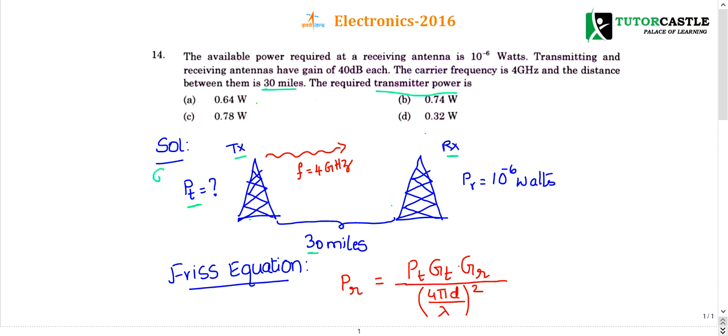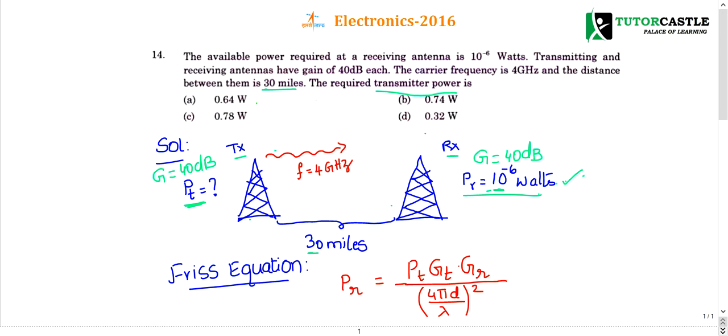The distance between them is 30 miles, and the transmitter and receiver each have a gain of 40 dB. This one has a gain of 40 dB and this one has a gain of 40 dB. Also it is given that the receiver can receive a power of 10 power minus 6 watts. Then what should be the transmitted power so that it will receive 10 power minus 6 watts?